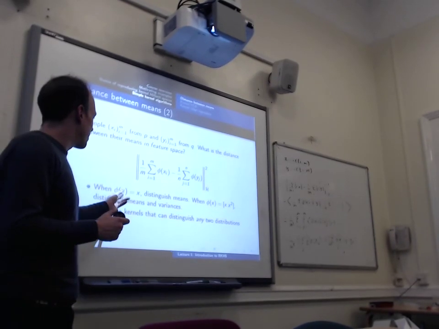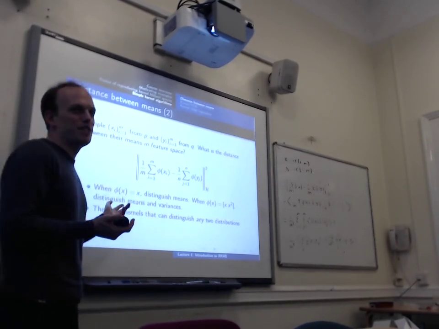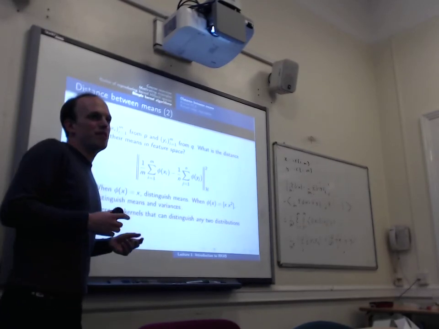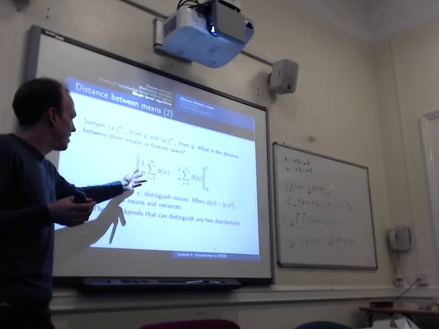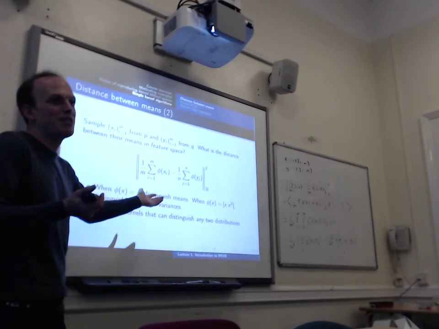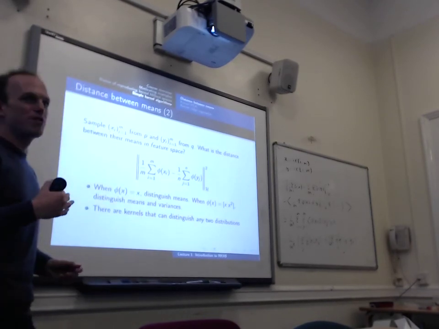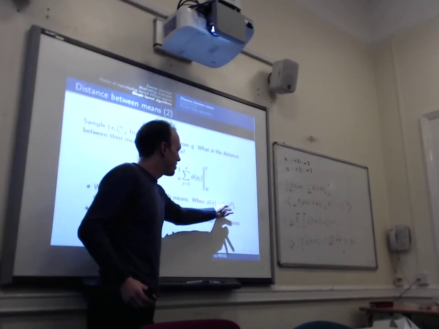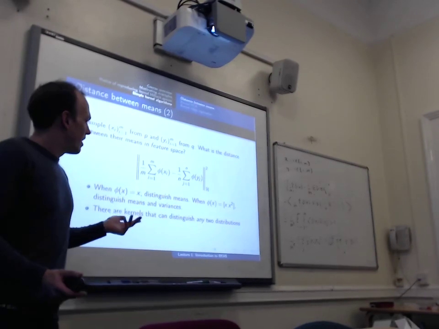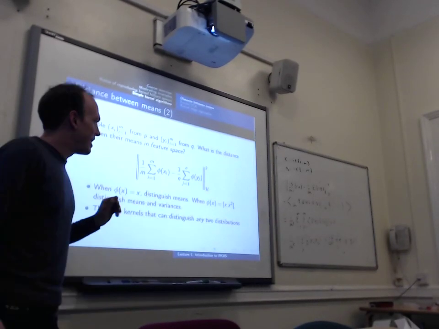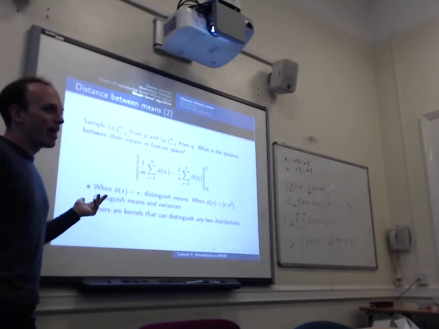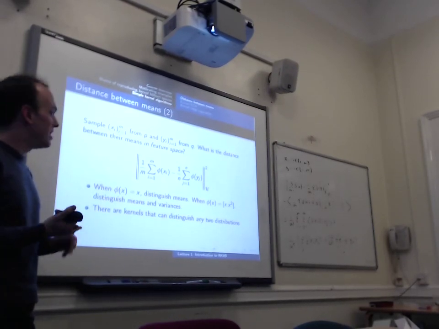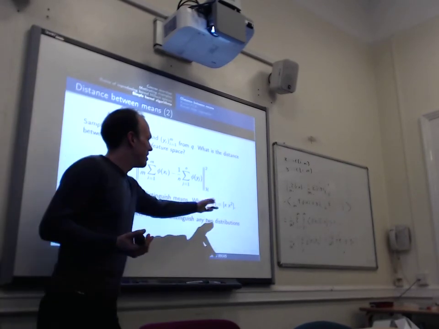Let's say first of all that your feature map is just x by itself. Feature map of x is just x. Then this is just the norm of the difference in means. So if this norm is 0, then you're saying the means are the same. But now what happens when we start using clever features? Here is a feature of x which is just x and x squared. If I'm using this very slightly clever feature, what I can already distinguish is both the means and the variances. So if the mean is the same and the variances are the same, then this is going to be 0.